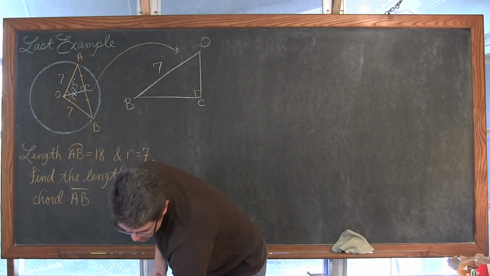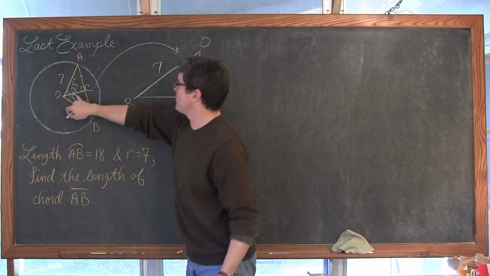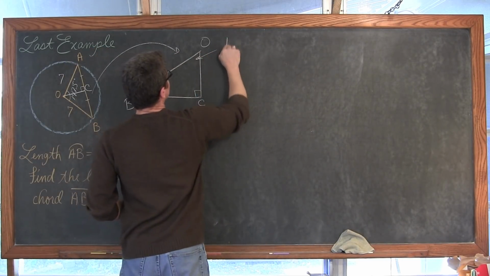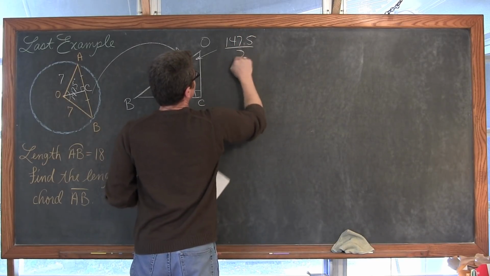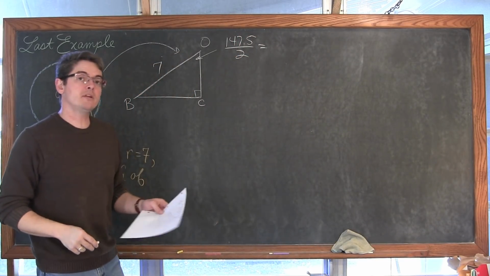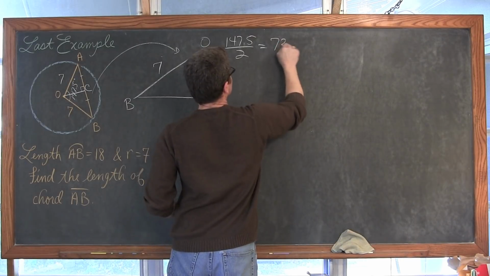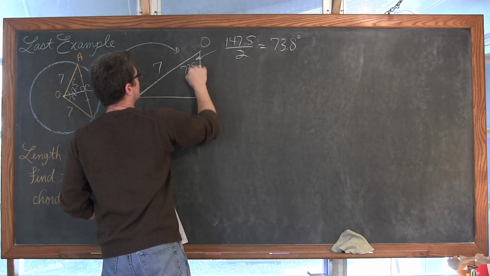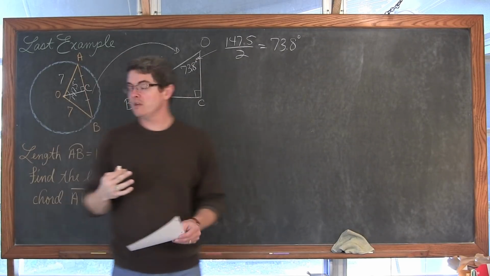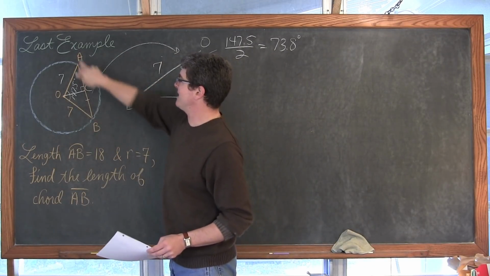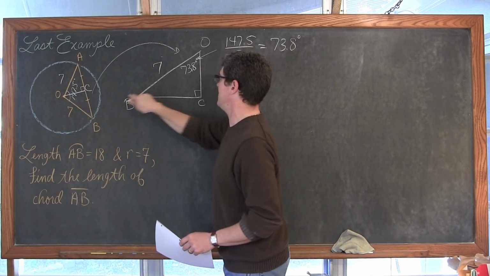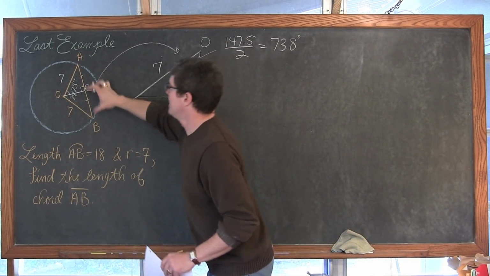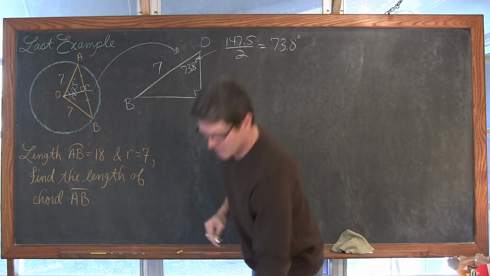So 147.5 divided by 2 is equal to 73.8 degrees. Okay, and we were initially looking for the chord, the distance between B and A. So what we're going to do is find the distance between B and C, that distance right there that has been rotated out, and double it for the entire chord when we're done.